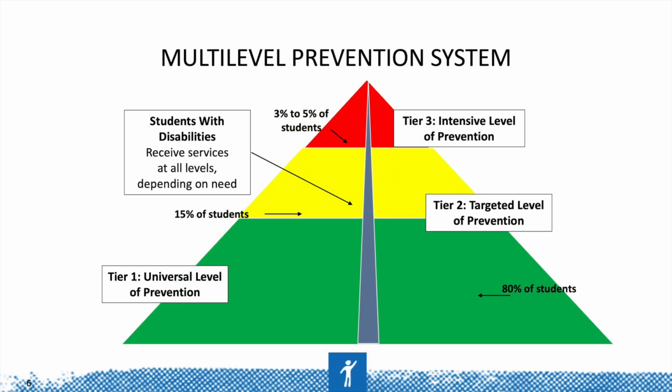What we see a lot, again, this is the ideal situation. About 80% of our students are on level. About 15% need some more support, and 3 to 5% need something intensive. But what a lot of schools struggle with is our students with disabilities.